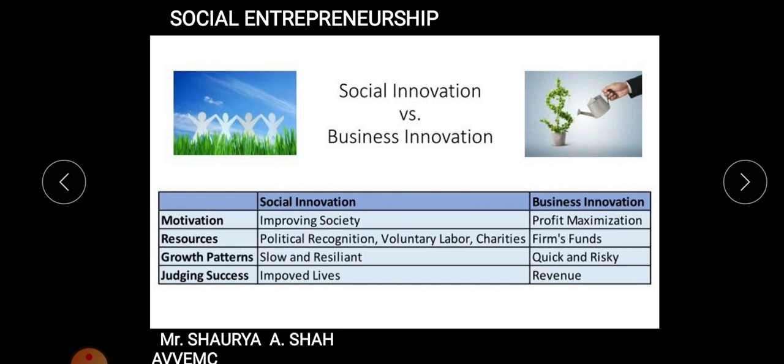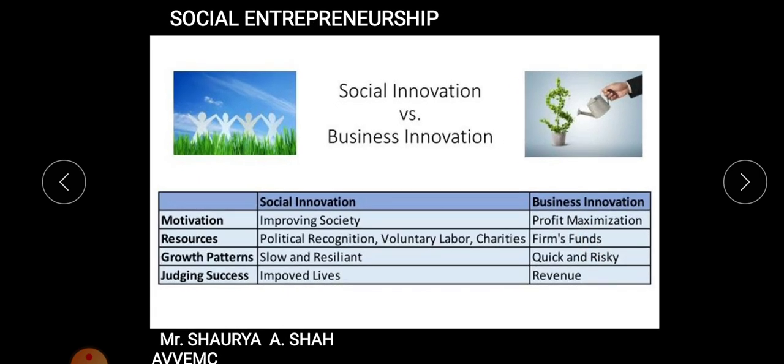Resources, here what resources you are having? Either political recognition, you can get political recognition if you are doing something good for the society. Voluntary labor you can get, and the charities, right? Here the resources are mainly the firm's funds, right? Whatever financial resources or the funds you are having, that is the main resource for business innovation, right? I hope it is clear.